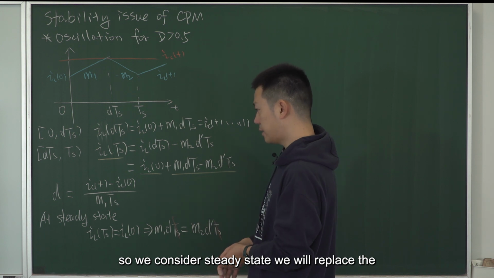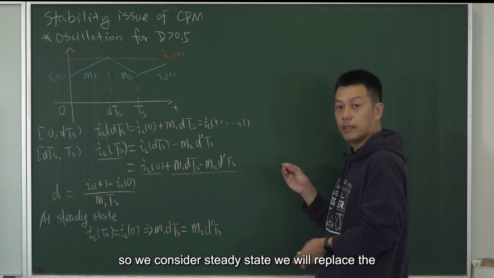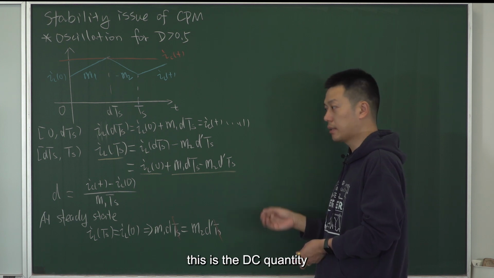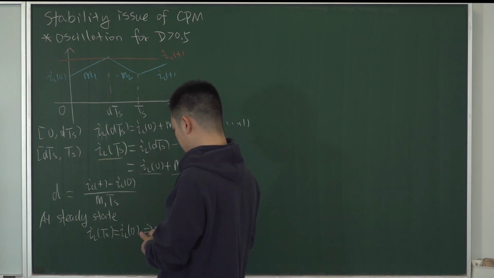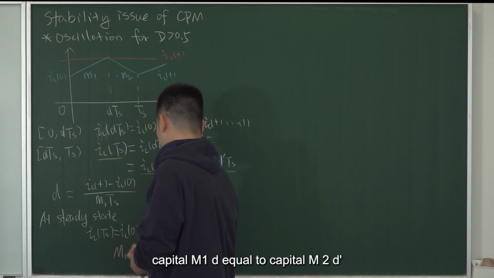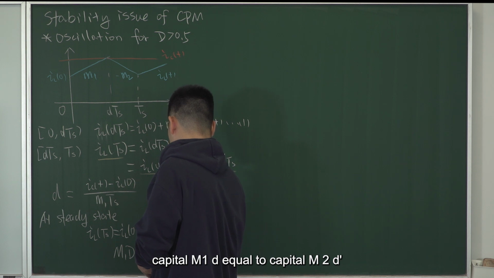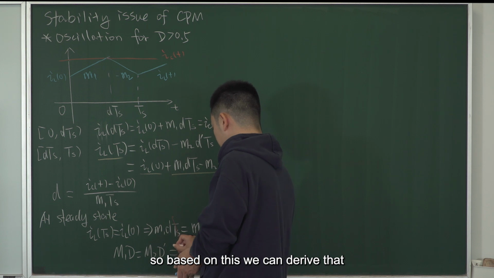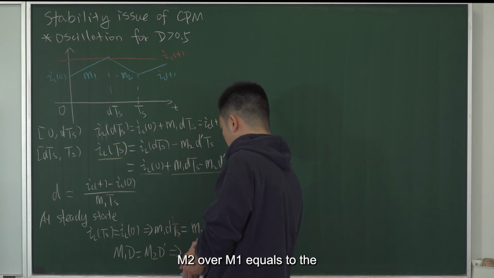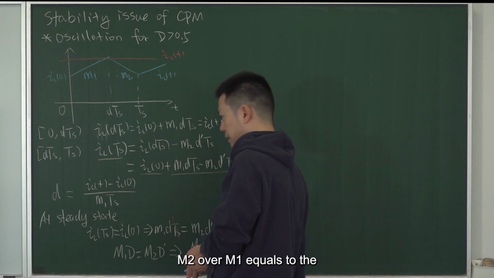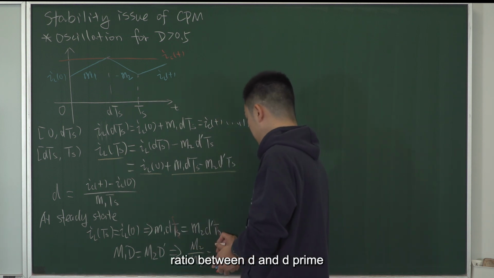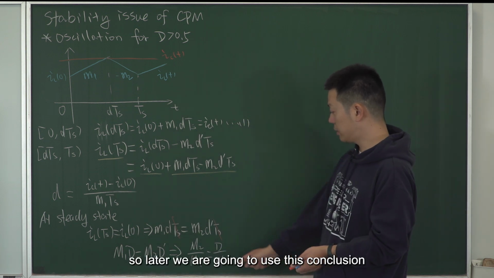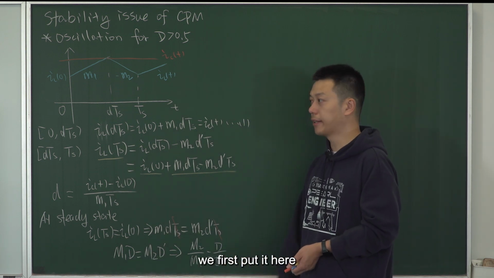Since we consider steady state, we will replace the lowercase letters by capital letters to show that these are DC quantities. So we can find that capital M1 D equals capital M2 D prime. Based on this, we can derive that M2 over M1 equals the ratio between D and D prime. Later on, we are going to use this conclusion. We first put it here.